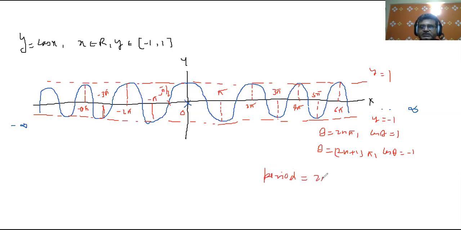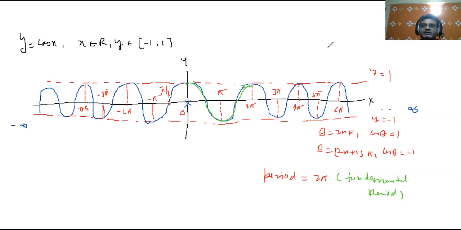And here also the period is 2 pi because it is repeating itself after an interval of 2 pi. So you have to understand, this is from here to here. And again, everything is just repeating itself after that. So the period of this function is going to be 2 pi. So this is again the fundamental period.